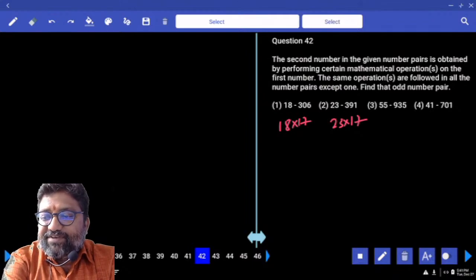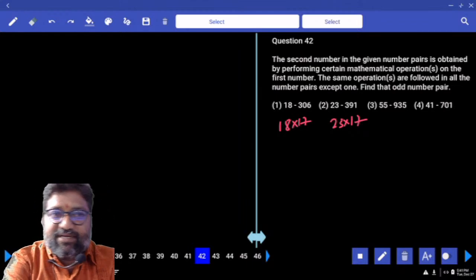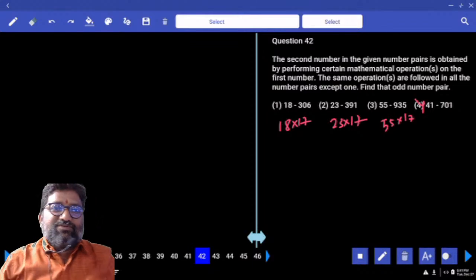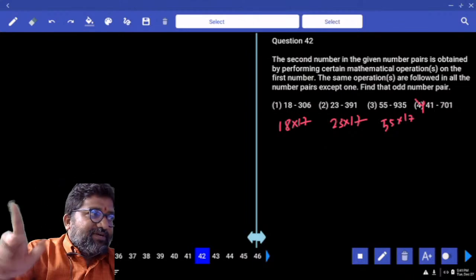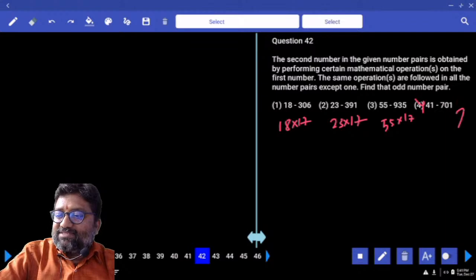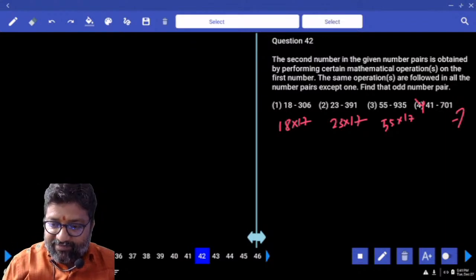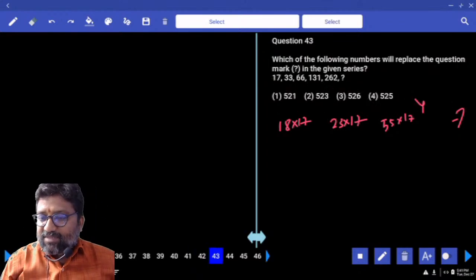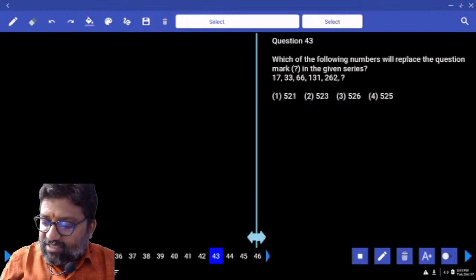Next. 55 into 17 is also 935. This is not 41 into 17. Okay? Because 41 into 17, what should come in the units place? 7 should come. Clear? So this is a product; we are multiplying the previous number by 17. Clear? Next 17, 33, 66. Look at these, once you see them it becomes clear.